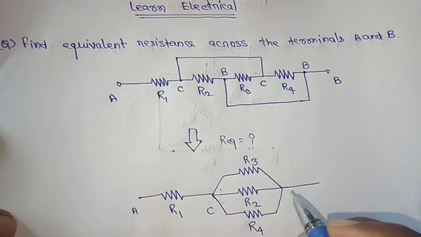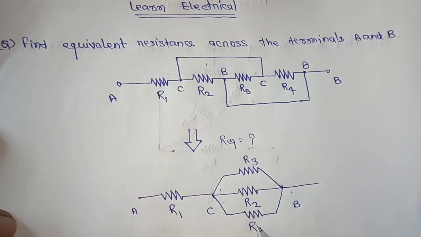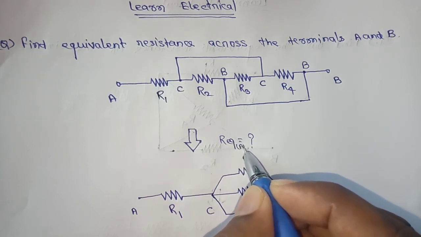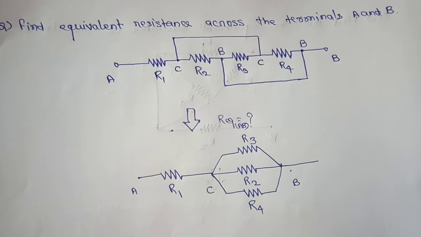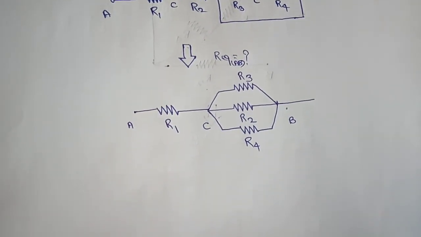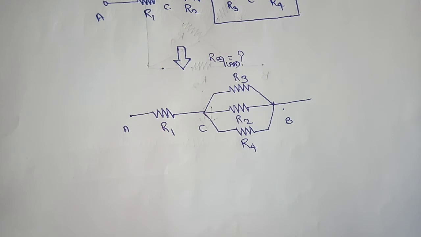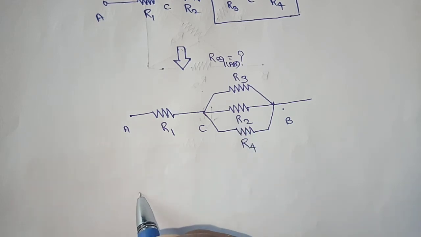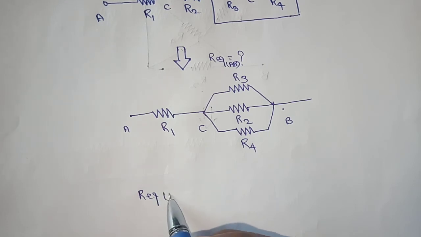Now we can solve here. This is the point B. Yes or no? Now we can see R2, R3 and R4 are all in parallel, and R1 is in series with this one. So we have to solve this one. How can we solve? We have to find out the R equivalent from A to B. Yes or no? Now how can we solve the equivalent resistance from A to B? Because the 3 resistors R2, R3 and R4 are in parallel, and R1 is in series with this one. So we have to find out the R equivalent of AB. Yes or no?